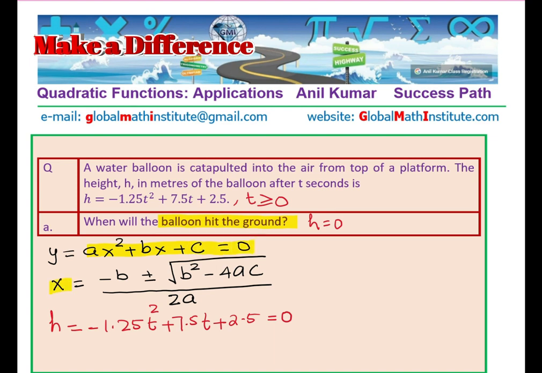So in our equation, what is the value of a, b, and c? Well, the value of a to use this formula is minus 1.25, b is 7.5, and c is 2.5. So let's plug in these values and find the answer. Simple as that. You can always pause the video and answer this question.